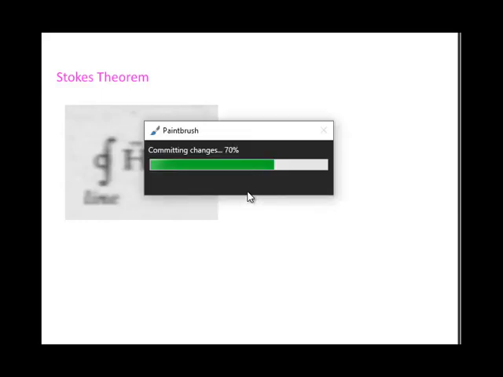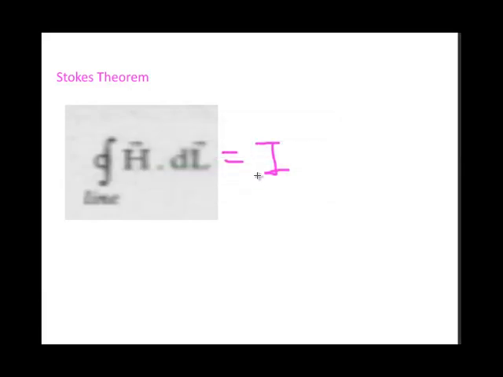In the integral form, the closed line integral of H dot dl gives you the value of current. On the right hand side we will have the current I enclosed. So the integration of H dot dl gives you the current. This is about Ampere's circuital law. But the current can also be obtained with the help of current density.